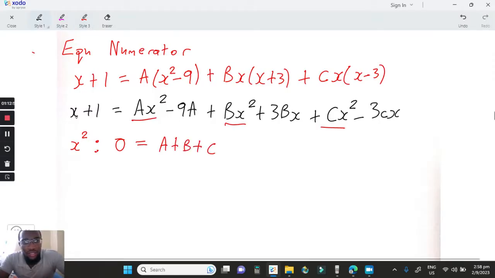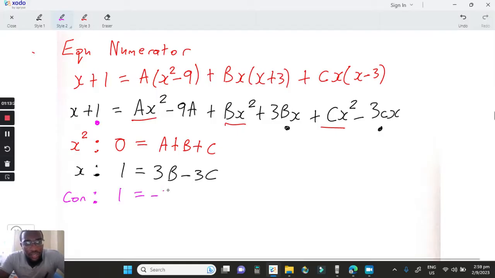Then let's equate our x terms. We notice we have 1x, so equating our x terms, we have 1 is equal to 3b minus 3c. Then from our constants, how many constants do we have? This is 1. We have minus 9a, and no more constants. So 1 is equal to negative 9a, which makes it easier for us. So a is equal to 1 over negative 9.